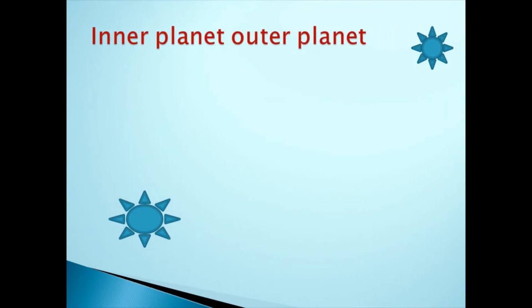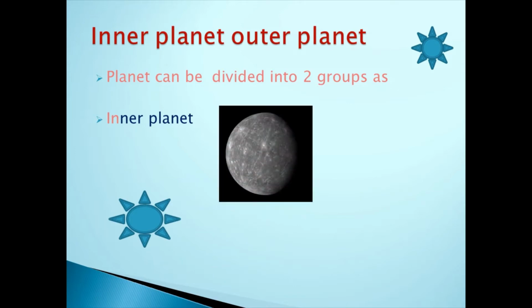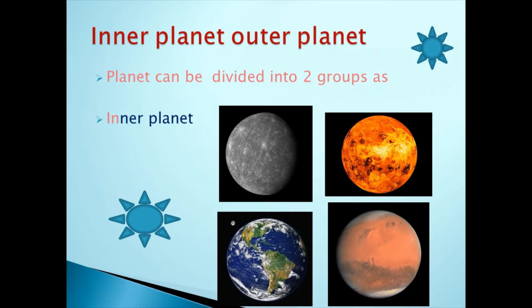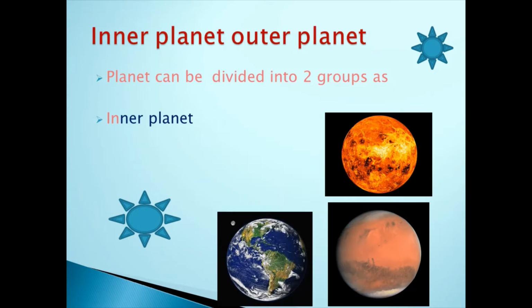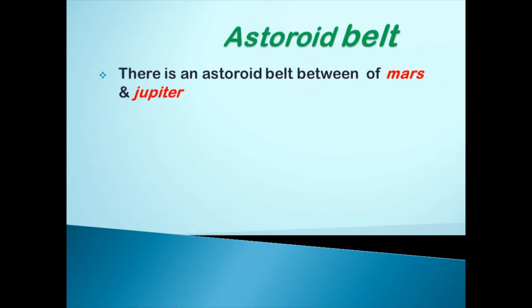Inner planets and outer planets. Planets can be divided into 2 groups as inner planets and outer planets. Inner planets: the first 4 planets, Mercury, Venus, Earth, Mars, are inner planets. Inner planets are smaller in size and closer to the Sun and the asteroid belt. Asteroid belt: there is an asteroid belt between the orbits of Mars and Jupiter.